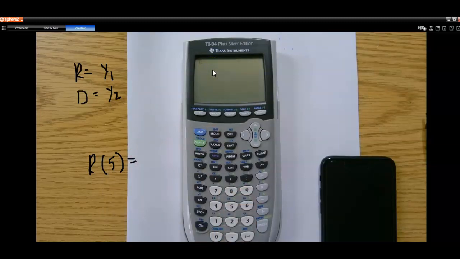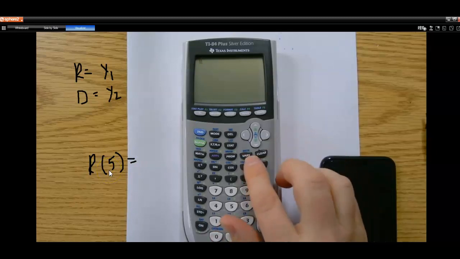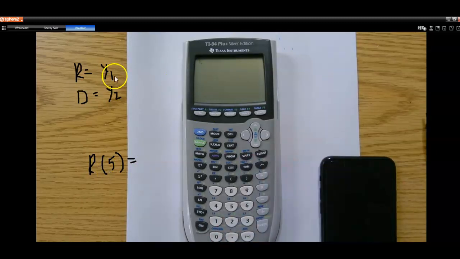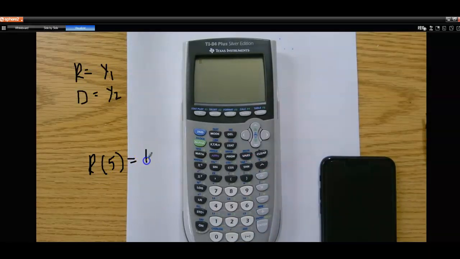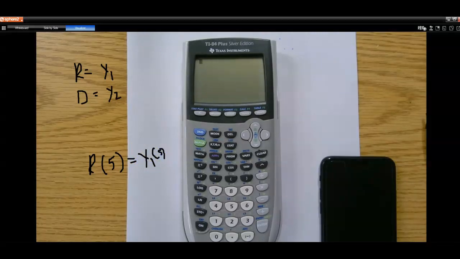All right, so now I'm ready. How do I find R of 5 using my calculator? Well, hopefully you guys know this, but I'll go through it again. We're plugging 5 into the R function, so I want to do Y1 of 5, basically. So that's what I need to type in. How do I do that?